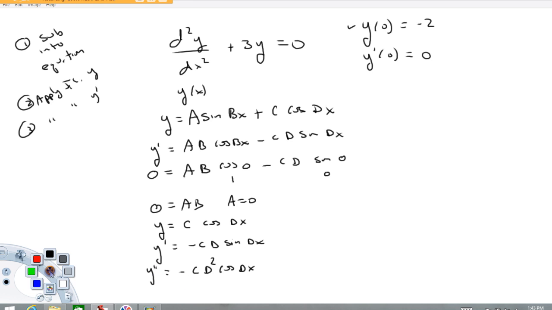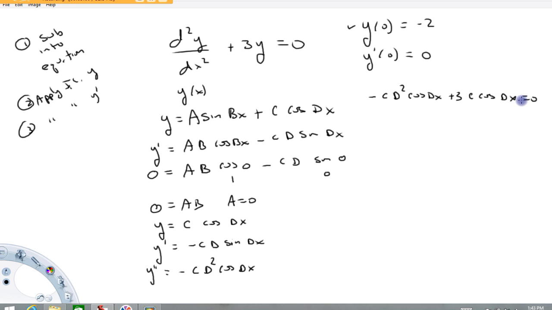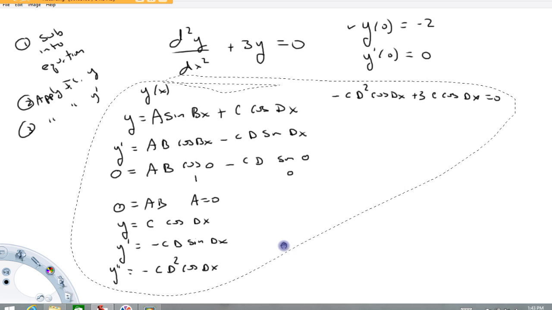And now what we're going to do is sub this here and this here. And I'm going to go ahead and rewrite that equation. So if we make those substitutions, this is now going to read minus cd squared cosine dx plus 3 times y, which I'm getting from right here, c cosine dx equals 0.